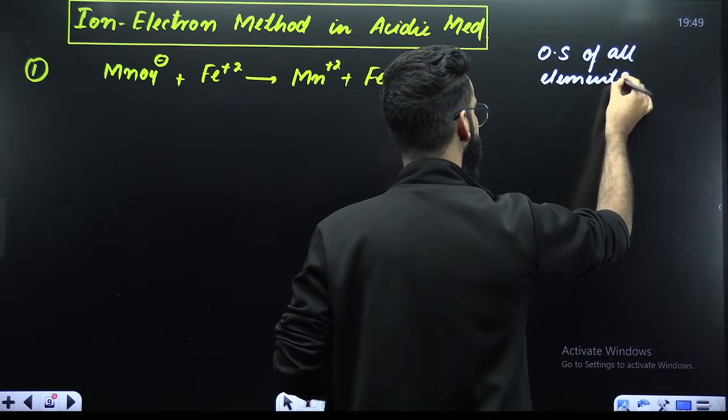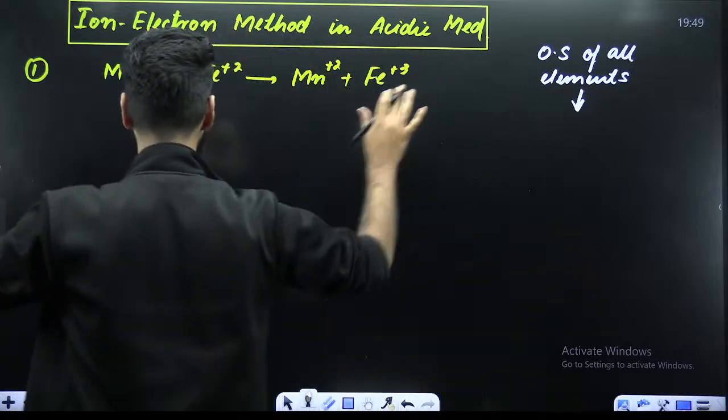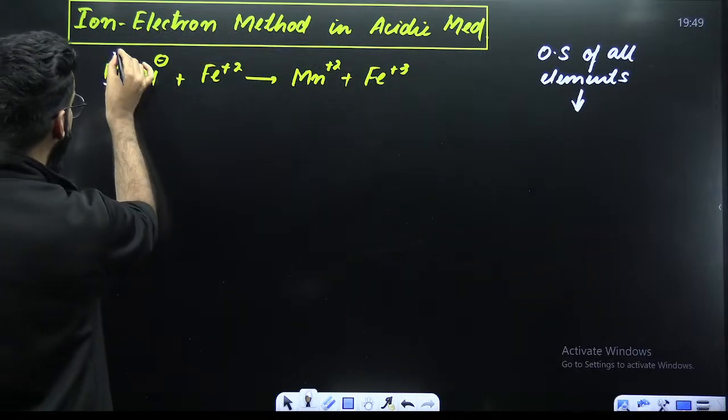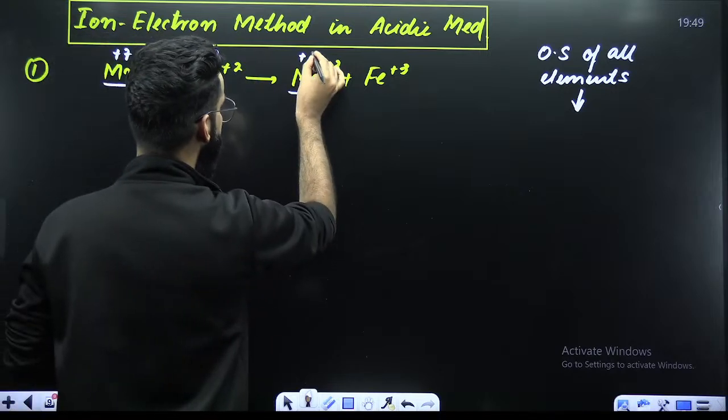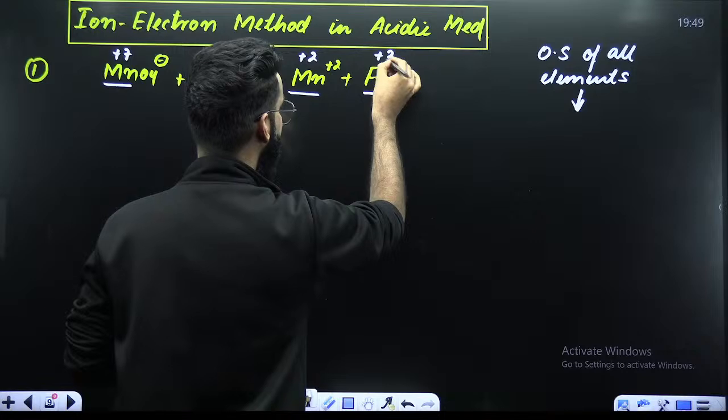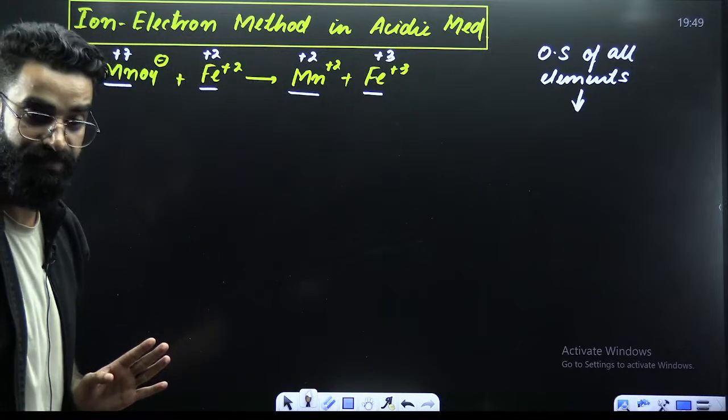This is the first step. Calculate the oxidation state of all the elements. This is plus 7 and this is plus 2. This is also plus 2 and this is plus 3. I've calculated the oxidation state of all the atoms, right?